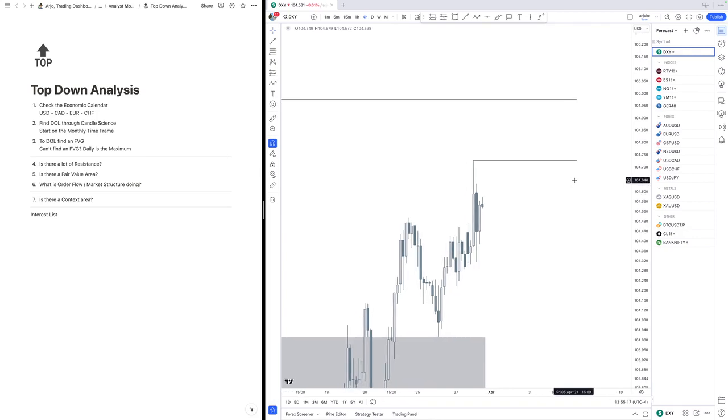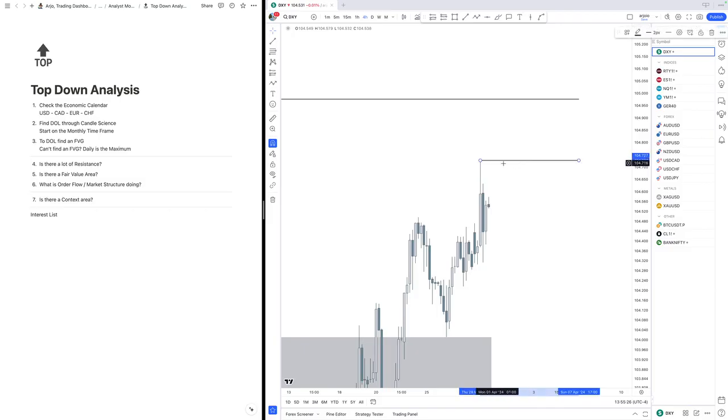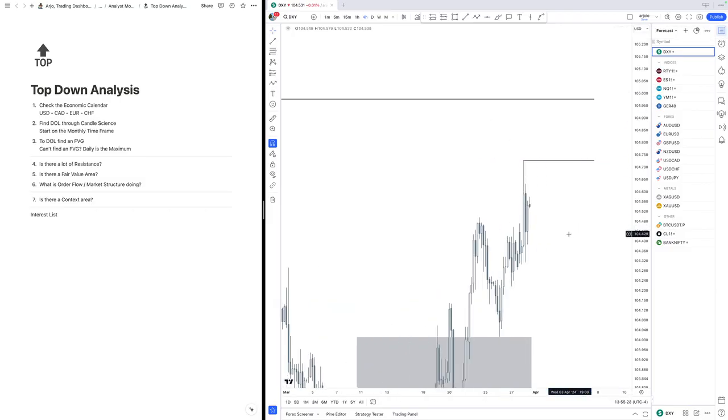The draw on liquidity right here for the dollar is quite clear, I would argue. It's quite a clear draw on liquidity. I think I can confidently say we will trade back into that premium array and that premium array as well. Is there a clear narrative? Is there a clear area, clear discount array where we are going to continue higher from? No, not yet. So that also leads to the understanding there is no clear context area just yet.